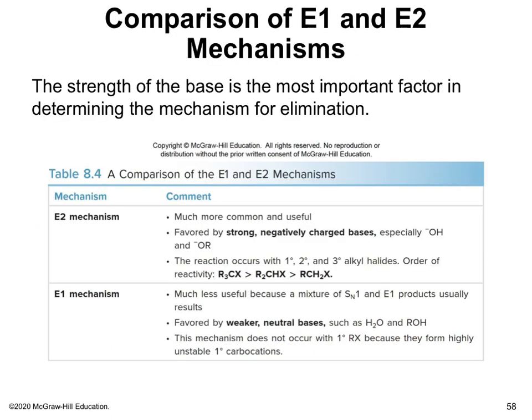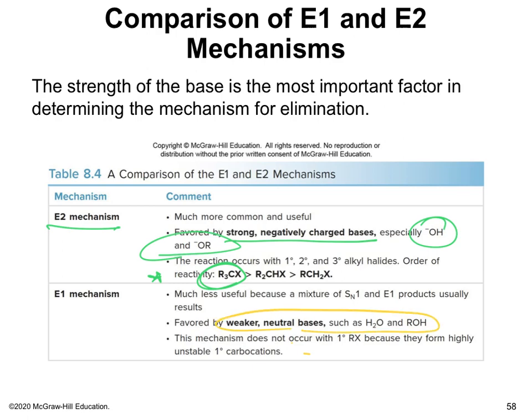Okay, so comparisons for E1 or E2. E2, you're going to have these strong negatively charged bases. They're basically going to be hydroxides or alkoxides. And keep in mind, tertiary reacts fastest. And that's different than SN2. And then in your E1, you're always going to get Zaitsevs, and you're going to have the weaker neutral bases.